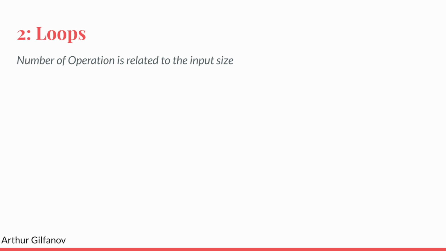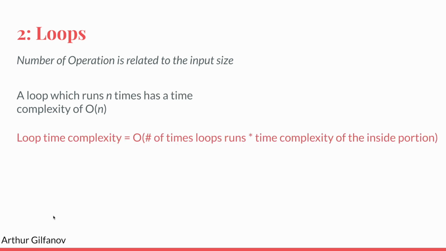Now, let's go on about how to calculate the time complexity for loops. In a loop, the number of operations done is related to the input size. A loop which runs n times has a time complexity of O of n. A more general rule is that the time complexity of a loop is O of the number of times the loop runs multiplied by the time complexity of the inside portion of the loop.